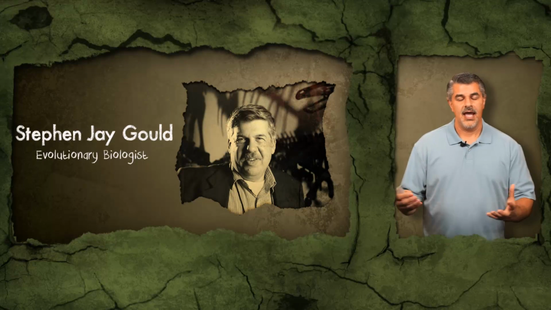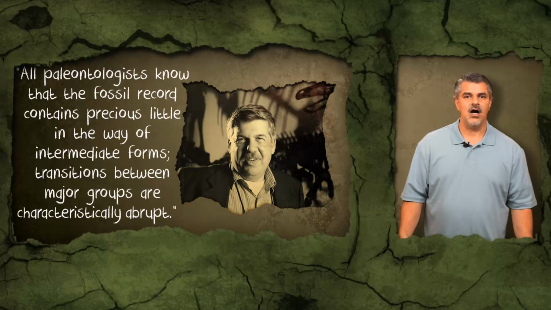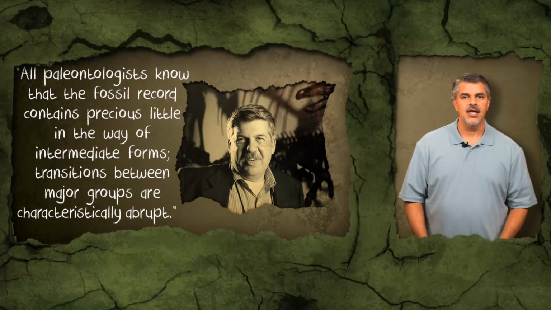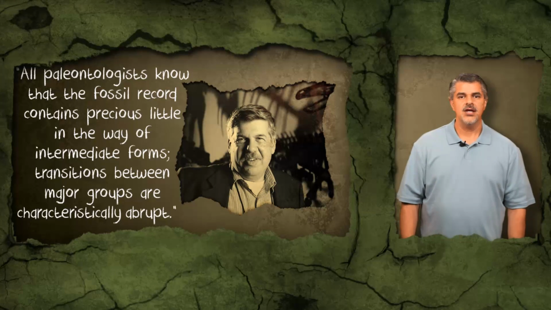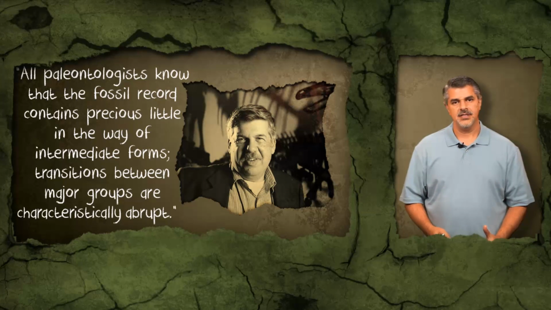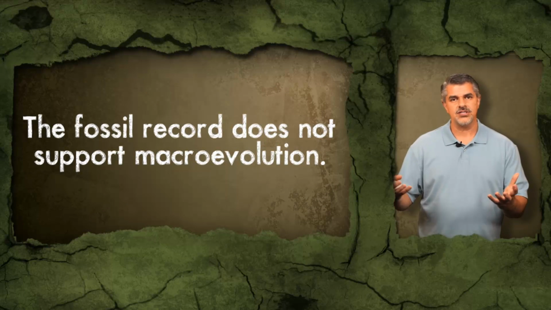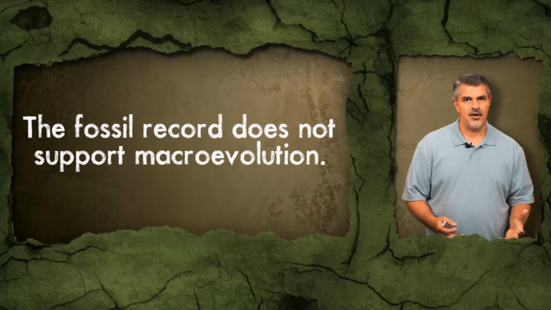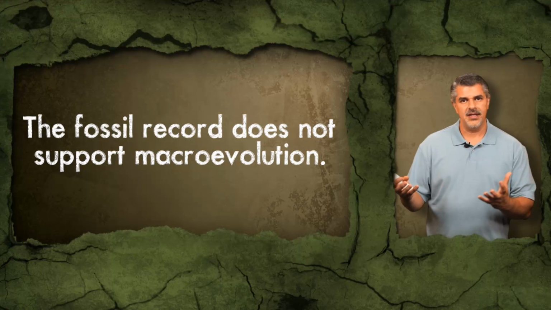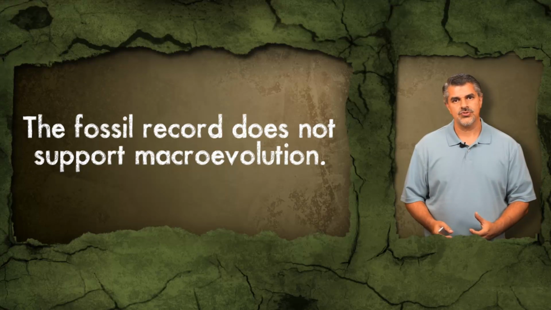Stephen Jay Gould, the late evolutionary biologist and scientist from Harvard University, said this: "All paleontologists know that the fossil record contains precious little in the way of intermediate forms. Transitions between major groups are characteristically abrupt." And so the fact here is this: the fossil record does not support the evolutionary paradigm. It doesn't look like we'd expect it to look if indeed biological evolution is true.